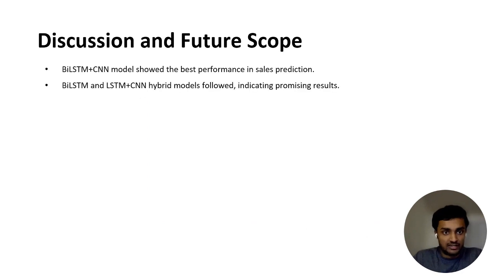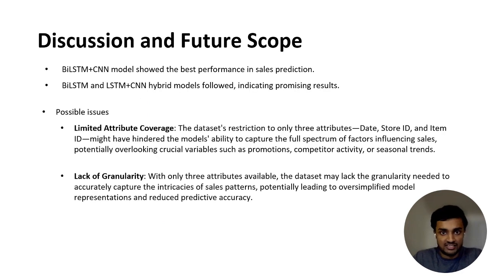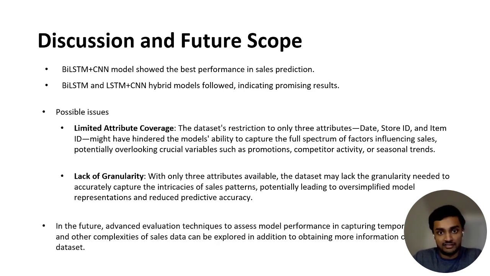Finally, we can see that the BiLSTM plus CNN model demonstrated the highest sales prediction performance compared to the other models. However, limitations such as limited attribute coverage and lack of granularity in the dataset may have hindered capturing crucial factors like promotions or seasonal trends, potentially reducing the predictive accuracy. Future improvements may involve advanced evaluation techniques for temporal dynamics and acquiring additional dataset information.